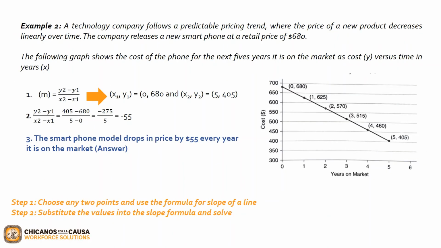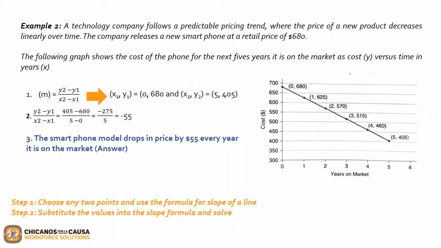So for example 2, I have already worked through the problem, but I want to walk you through it step by step. This one is a little bit more complex, so I wanted to break it down for you by kind of just laying everything out on the table. So example 2, a technology company follows a predictable pricing trend, where the price of a new product decreases linearly over time. The company releases a new smartphone at a retail price of $680. The following graph shows the cost of the phone for the next 5 years it is on the market as cost equals y versus time in years x.